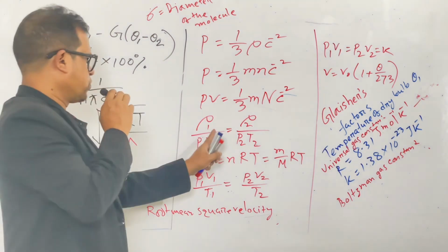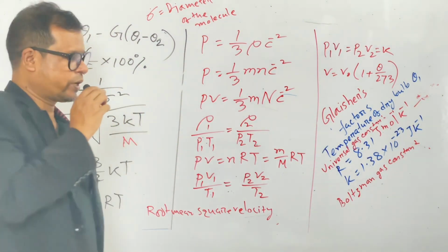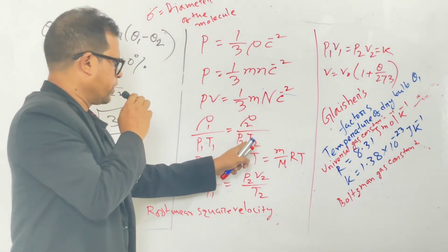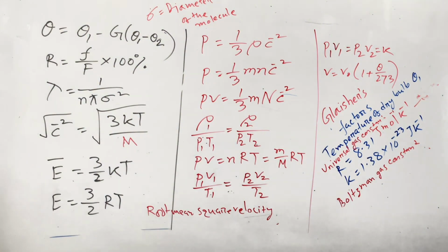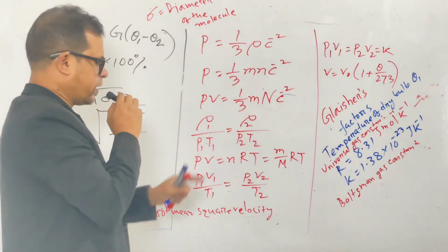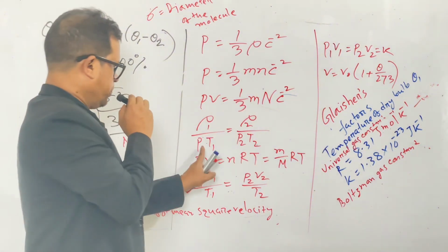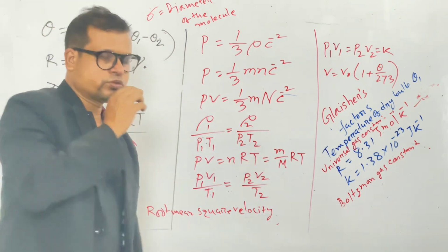Rho 1 over P1 T1 equal to rho 2 over P2 T2. Dear guys, here rho 1 is the density in the first situation, and rho 2 is the density in the second situation, P1 is pressure, T1 is temperature. So if you know rho 1, rho 2, P1, P2, T1, you can find out T2.